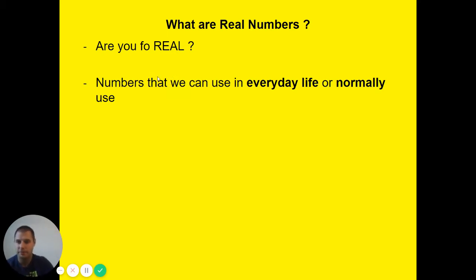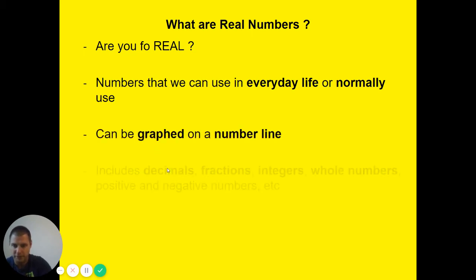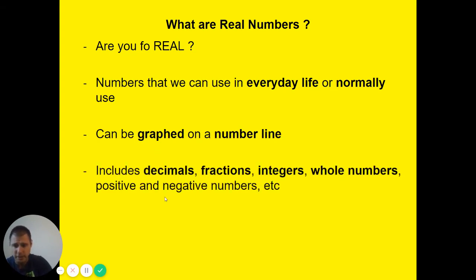So remember, numbers that we use in everyday life are real numbers, or we can use in everyday life, and they can be graphed on a number line. So that includes anything you could think of: decimals, fractions, integers, whole numbers, positive and negative numbers. Those are all different types of real numbers.